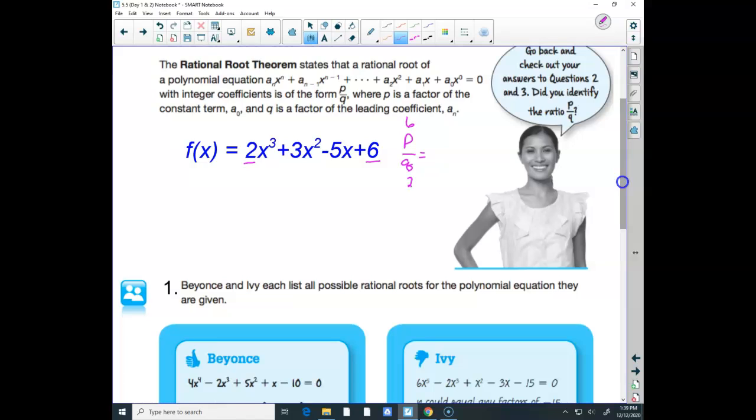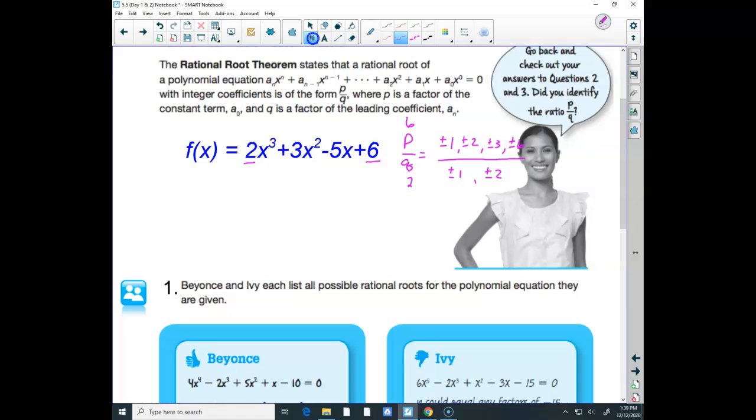So we're going to look at all the factors of 6. Well, that would be plus or minus 1, plus or minus 2, plus or minus 3, or plus or minus 6, divided by factors of 2, that's plus or minus 1, plus or minus 2. Those are all the factors I can use.